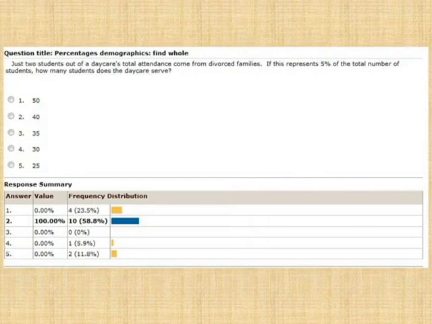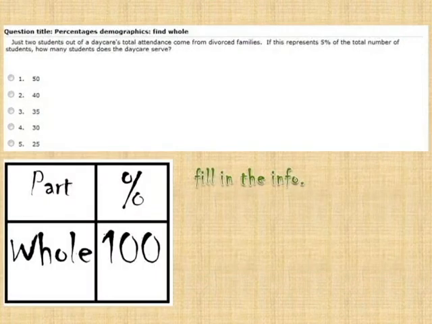The question asks the following. Just 2 students out of a daycare's total attendance come from divorced families. If this represents 5% of the total number of students, how many students does a daycare serve? So now I'm going to begin to fill in the info, and I'm going to identify the info. What are the digits I actually have here? I have the word 2 students. I'm going to put that somewhere on the diagram, and then I have 5%. Those are the only numbers I have.